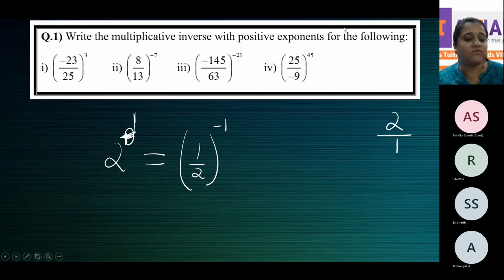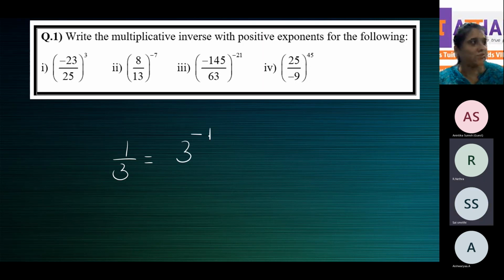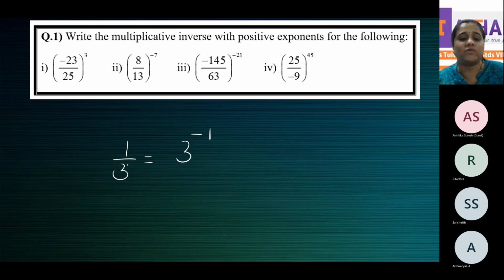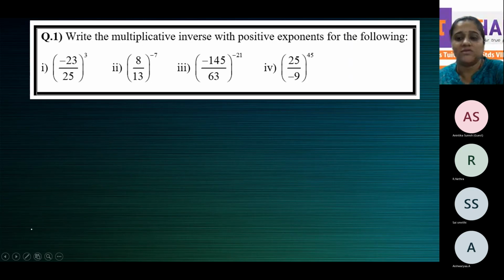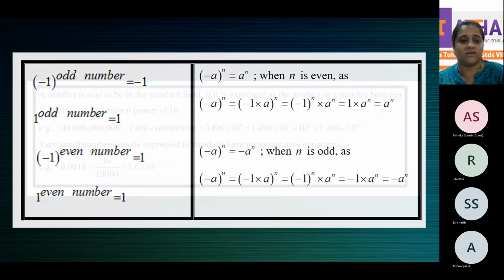Very good. Now, what's the other way of writing 1 by 3? Ma'am, 3 to the power minus 1. Very good. Because the reciprocal of the base is 3, and the power is 1 here. There is no power written, but there's 1. So negative of the power, minus 1. Very good. That is what is given here in these rules.